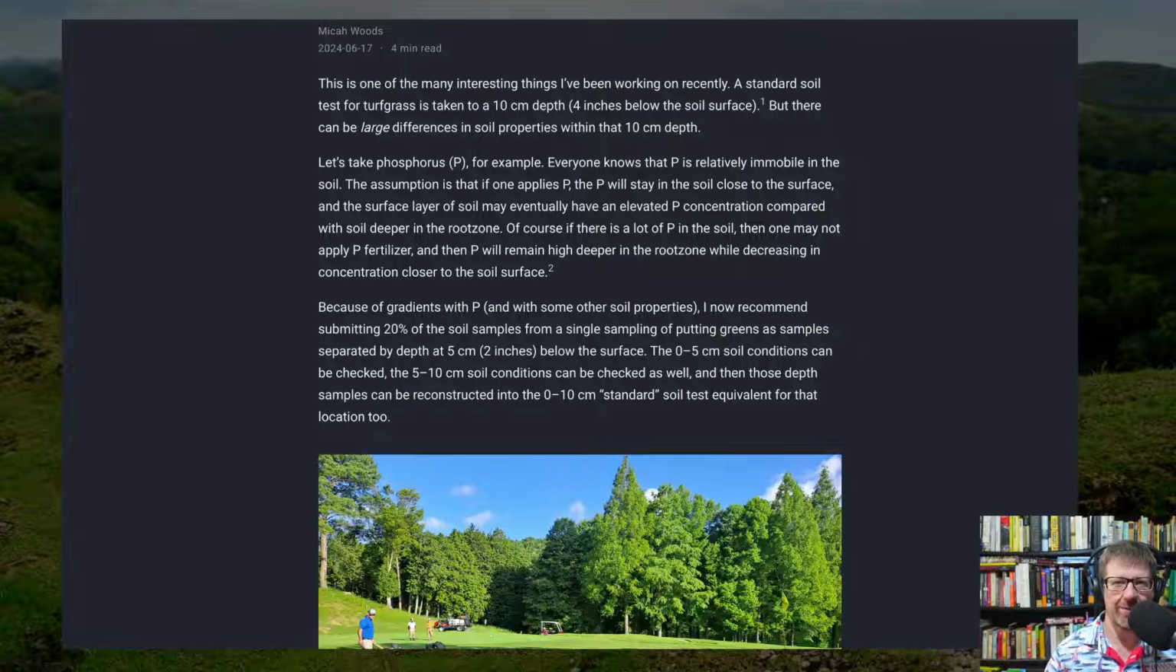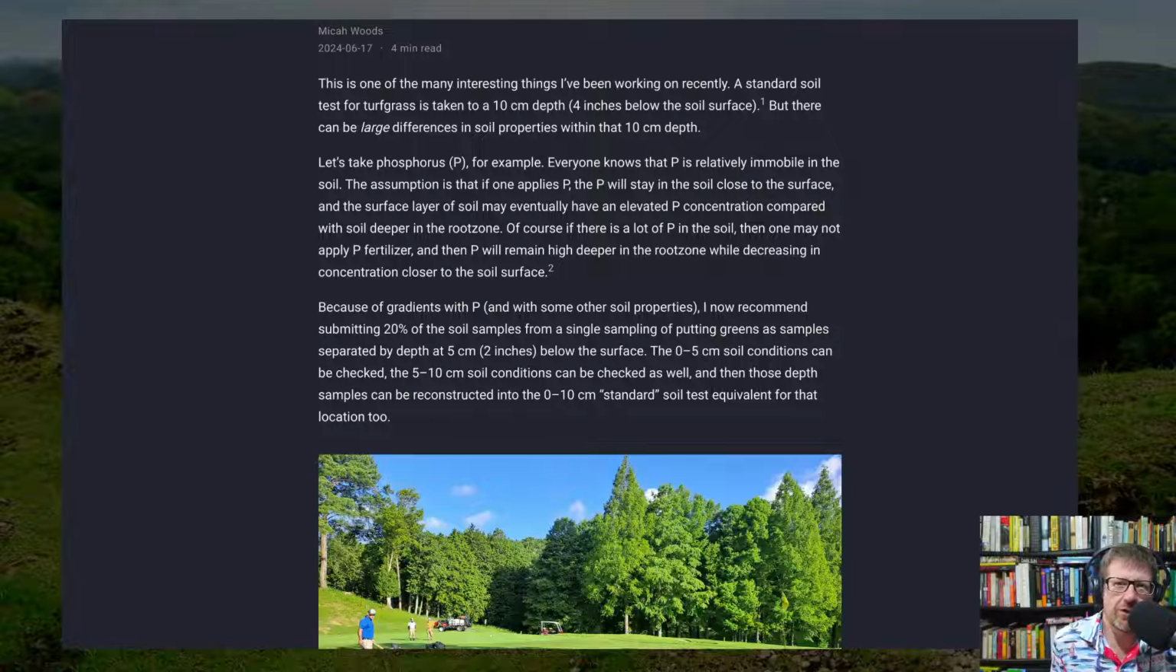And if you're adding liming materials, then those are going to react where those actual calcium carbonate or calcium magnesium carbonate molecules are. So a lot of things are happening at different locations in the soil. And a standard soil test, remember, is going down to a 4-inch depth or a 10 centimeter depth below the surface. That's standard for turfgrass. I recommend that everybody do that, sample to that depth, unless you have a really good reason not to.